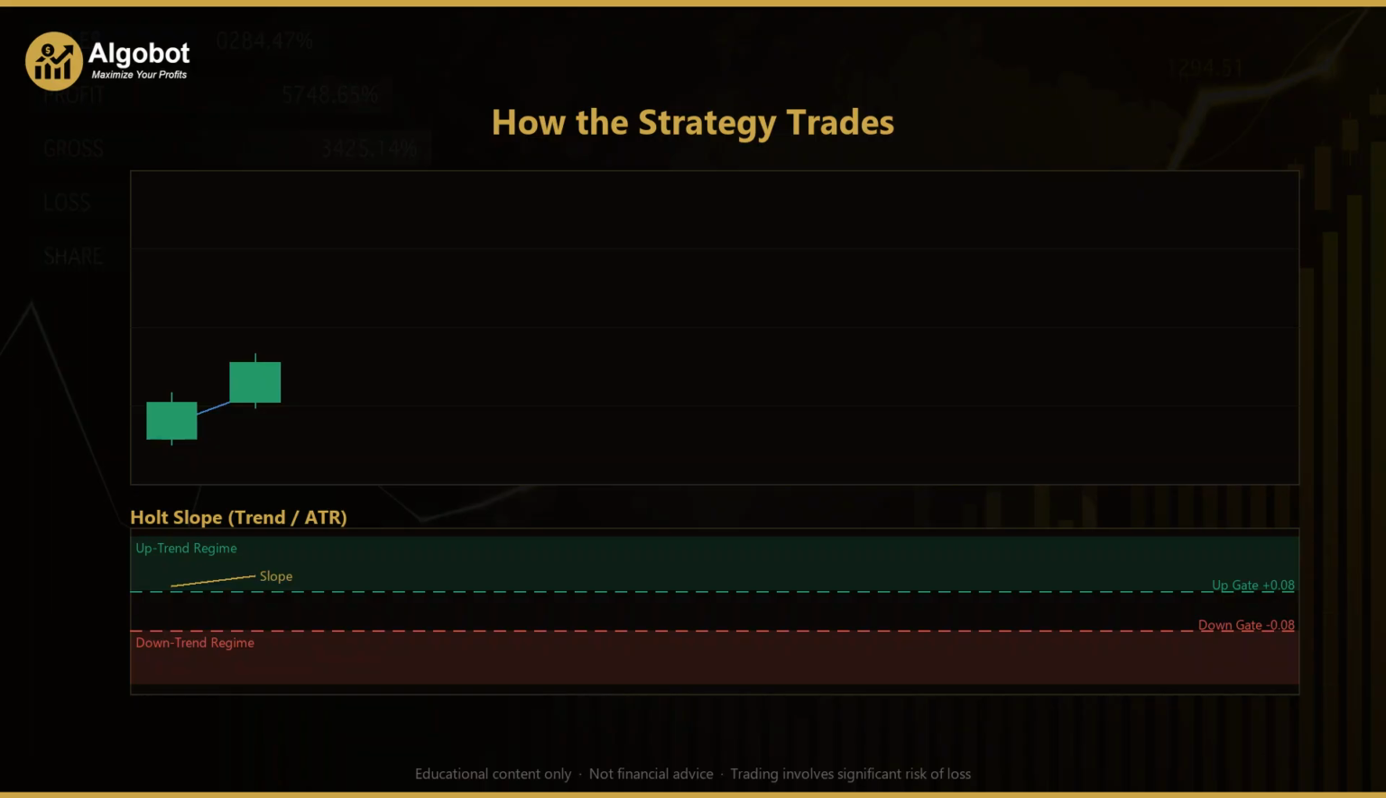On the price candles, you can see the blue Holt level baseline weaving through the action, and in the panel below is the normalized slope, the trend divided by the average true range, with dash gates drawn at plus 0.08 and minus 0.08. We open on the left with a steady climb. The first few candles push higher, each closing above the last, and the level baseline rises smoothly beneath them. Down in the subpanel, the slope is sitting comfortably above the upper gate of plus 0.08, so the strategy recognizes this as a valid up regime.